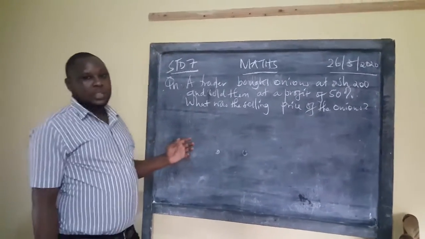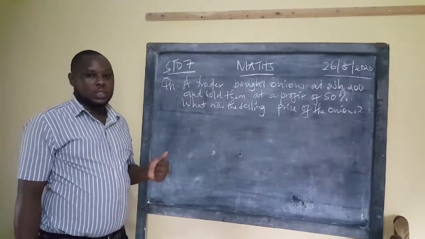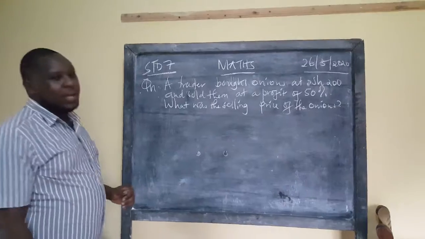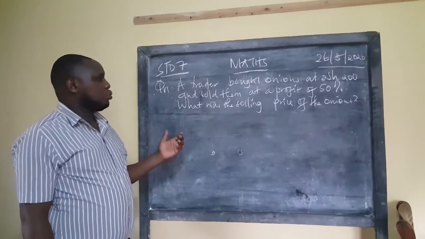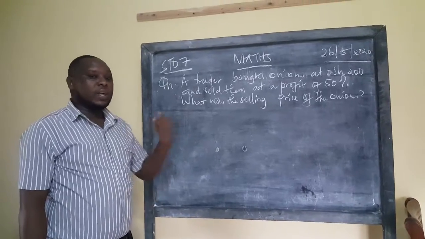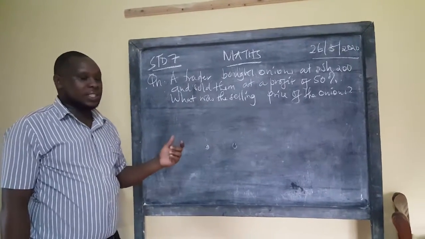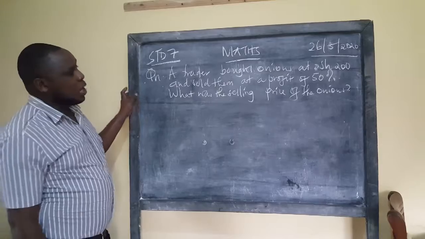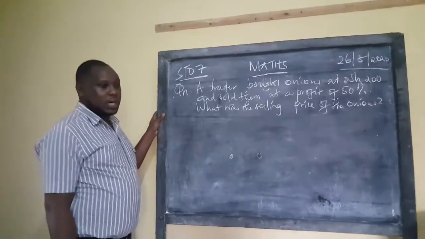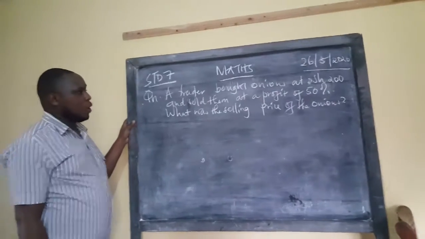We were talking about percentage profit and percentage loss, and today is a continuation whereby we'll be able to calculate the selling price or buying price when we're given the percentages. Now today's work needs a lot of keenness because a lot of things will be discussed here.